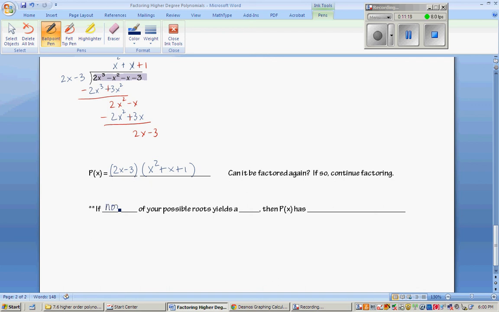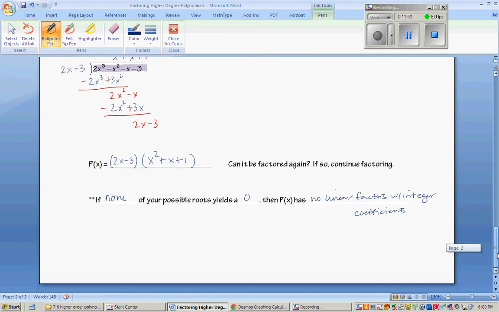If none of your possible roots yielded a 0, if you plugged in all your possible roots and none of them worked out, you couldn't find them in a table, you didn't see any of them on the graph, then it means that p of x has no linear factors with integer coefficients. So it means that you couldn't just factor it. It might factor using nasty square roots or something horrible. So if you still are having trouble understanding this, bring these questions to class, and we'll see you in the morning.